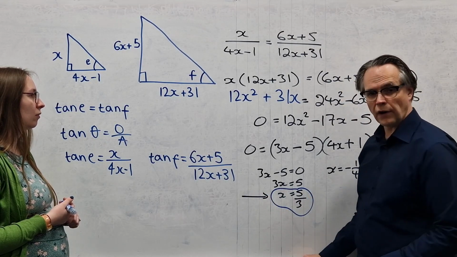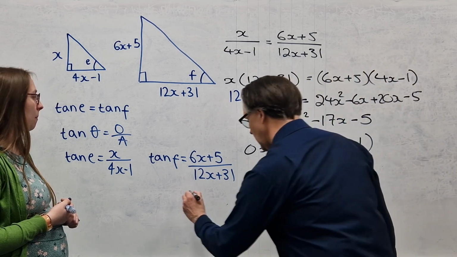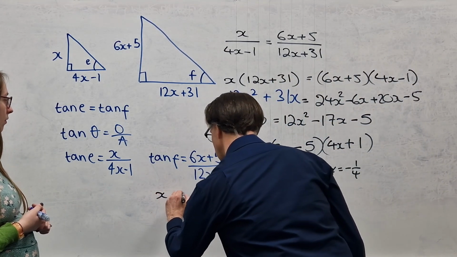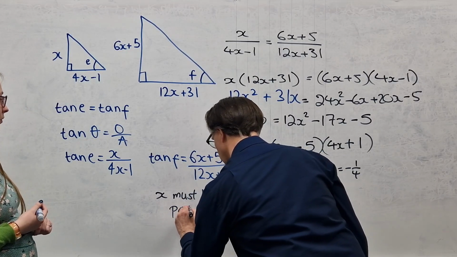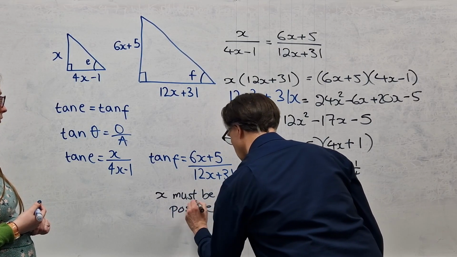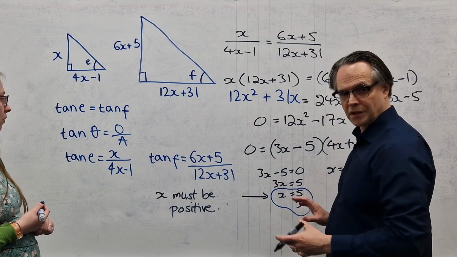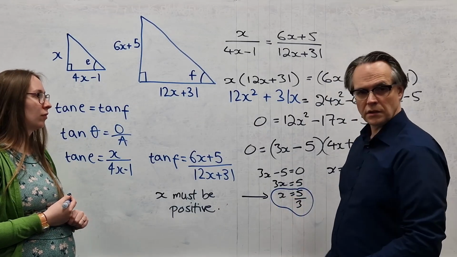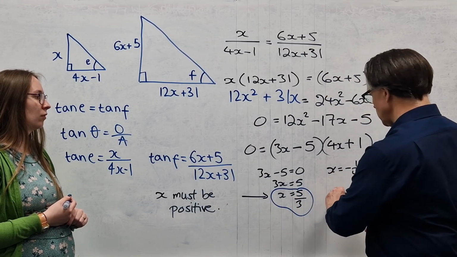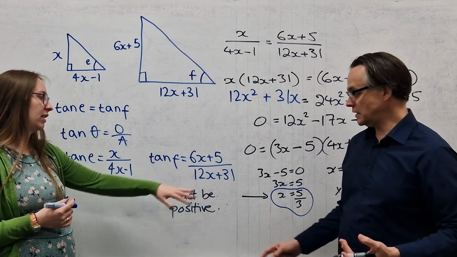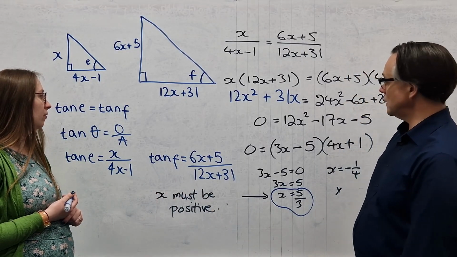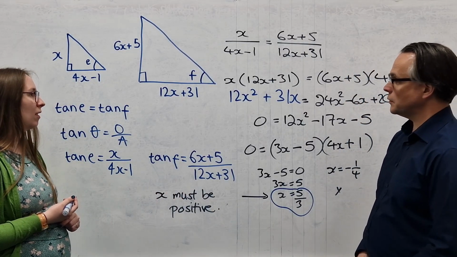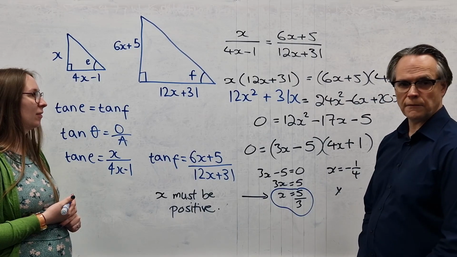So ideally, what you would do, you'd write something down, and you would say x must be positive, because they want to see that you know there are 2 solutions, but you've rejected this one, and ideally, give the reason why. And that's it really. It's just a question of trigonometry and algebra.